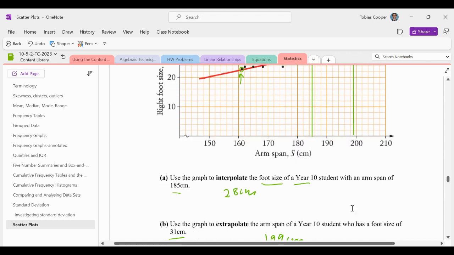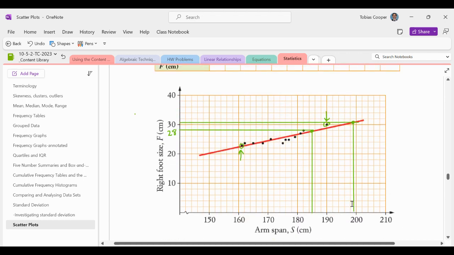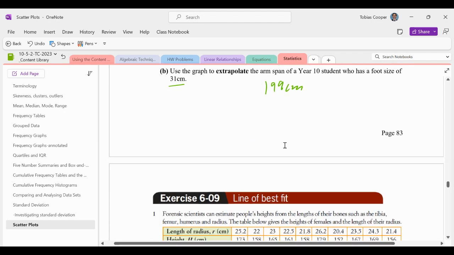So now, because this is called extrapolation. So if you read a value off the line of best fit, which is past the last point or before the first point, that's called extrapolation. Okay, so extrapolation is when you're reading a value on the line of best fit, which is beyond the last point or before the first point. That's called extrapolation. Okay.